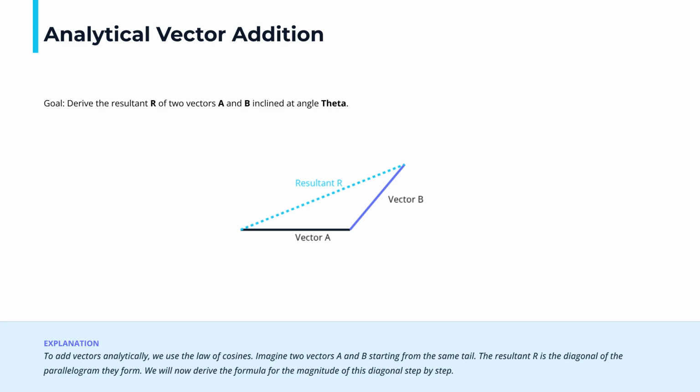Our goal is to derive the resultant r of two vectors, a and b, inclined at angle theta. Using the law of cosines, r is the diagonal of the parallelogram formed by a and b. We will now derive this formula analytically.